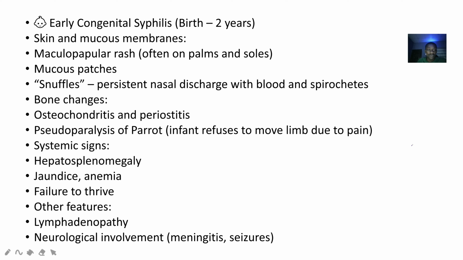On the skin and mucous membrane, you're having maculopapular rashes, mucous patches, snuffles, that's persistent nasal discharge with blood and also spirochetes. In the bone, you're having what? Osteochondritis, periostitis, and also pseudoparalysis of Parrot. The person doesn't want to move that limb.